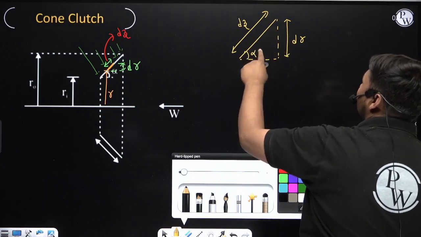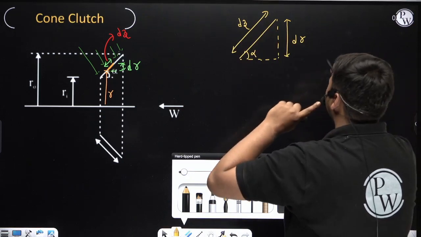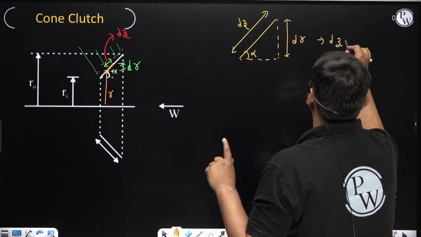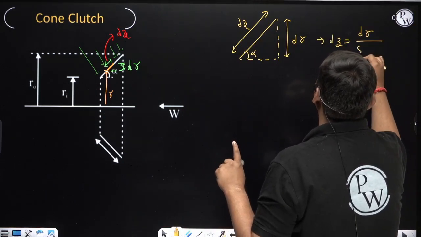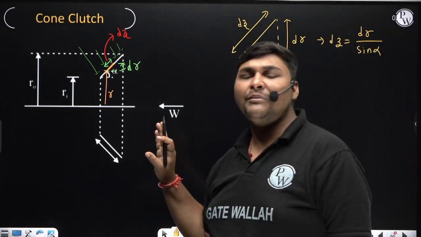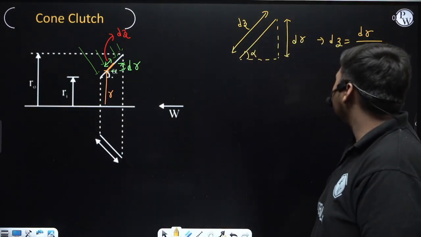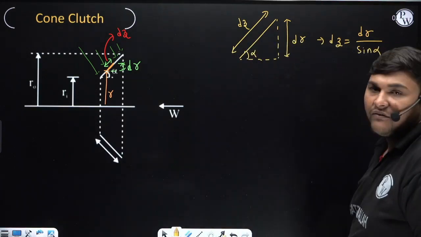In this triangle, if you apply sin alpha, it will be perpendicular, that is dr, upon hypotenuse, that is dz. So dz will come dr upon sin alpha. You can check this calculation. I am doing the derivation, but ultimately I will summarize the formula of cone clutch. You need to remember that summary. So dz will be equal to dr upon sin alpha.